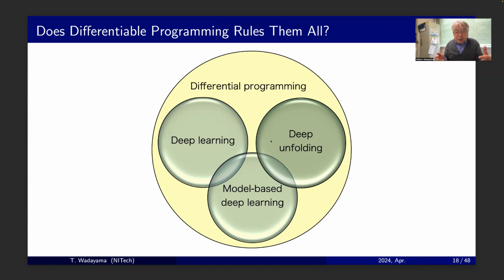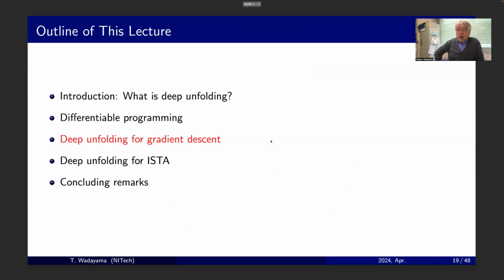On the other hand, the main focus of deep unfolding is to achieve 100% of the potential power from an iterative algorithm. That is the aim of deep unfolding, so the scope might be different. Okay, now let's move on to deep unfolding for gradient descent. I'm going to talk about the details of deep unfolding by using a concrete example.